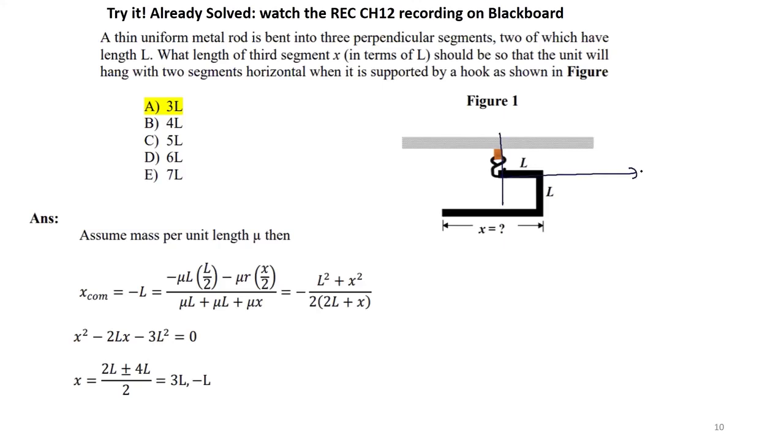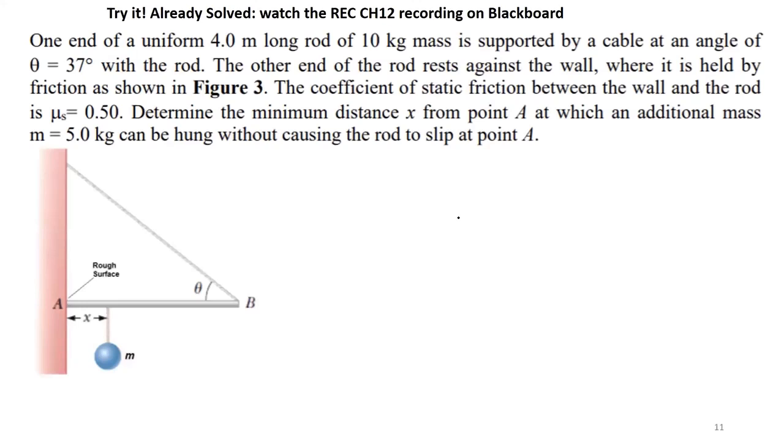So I choose, this is x-axis, this is y-axis, and this is my O, and I said that net torque is equal to 0. Of course, I have to calculate the torque of this side, the torque of this side, and the torque of this side. Moment arm. Have a look at it. It's in the recordings on Blackboard, chapter 12. I have solved this problem as well.